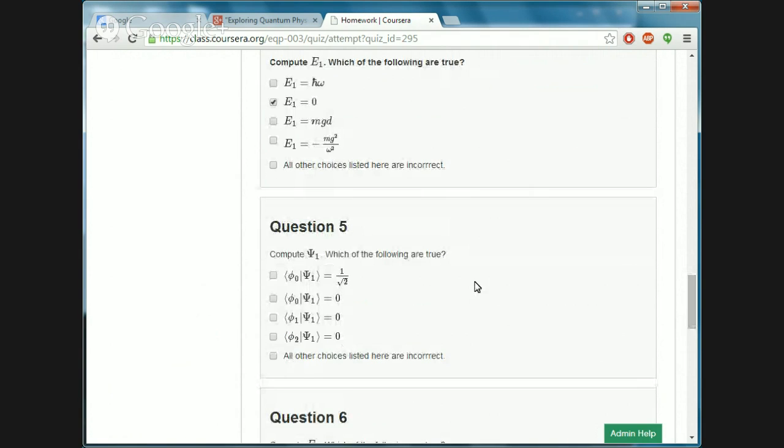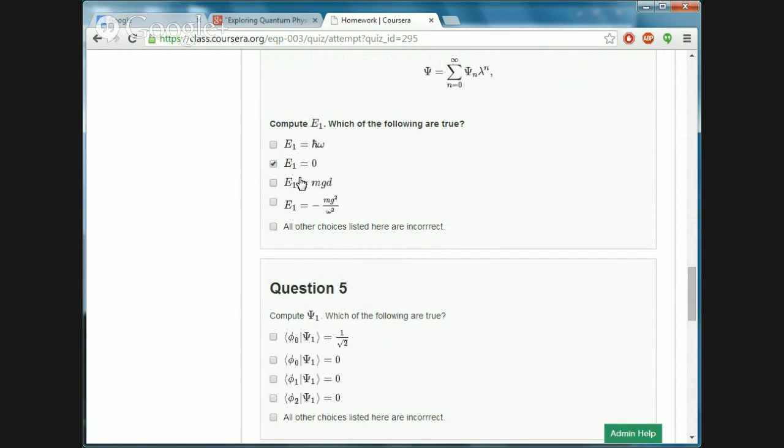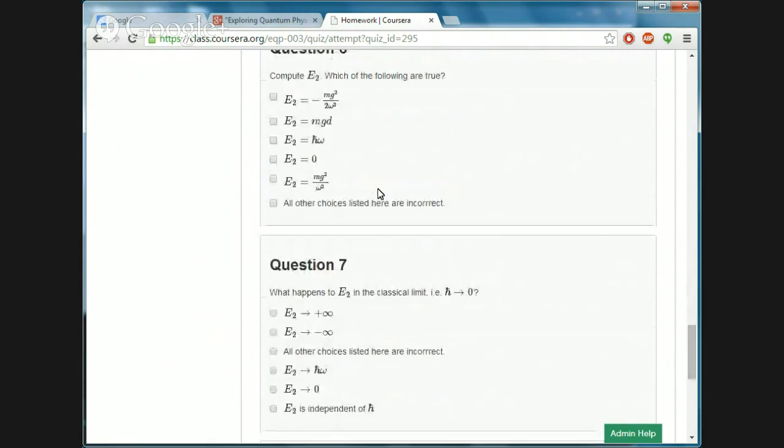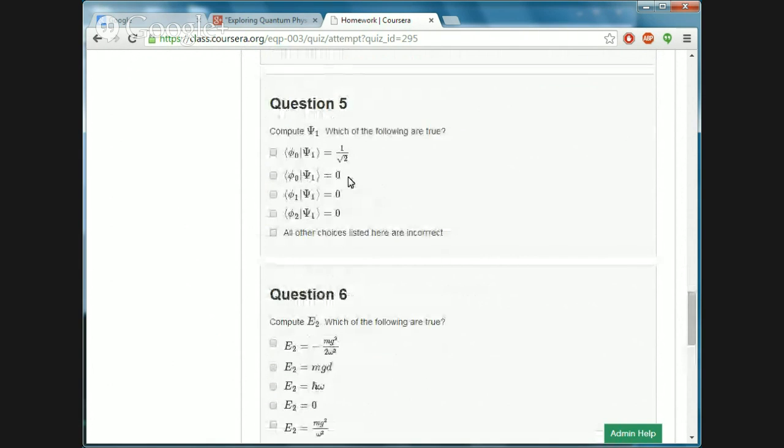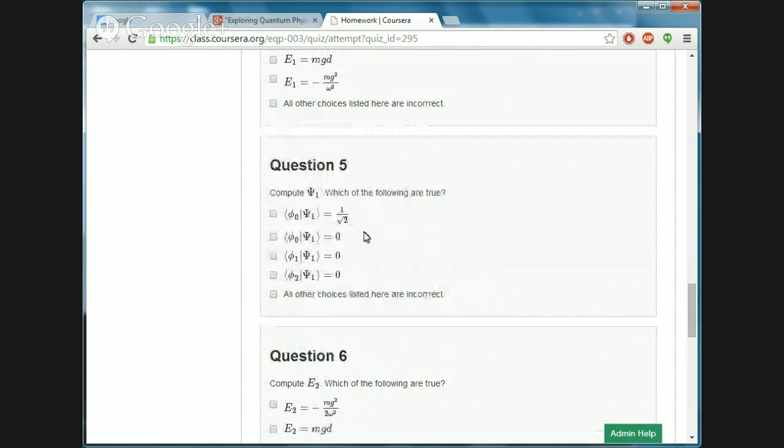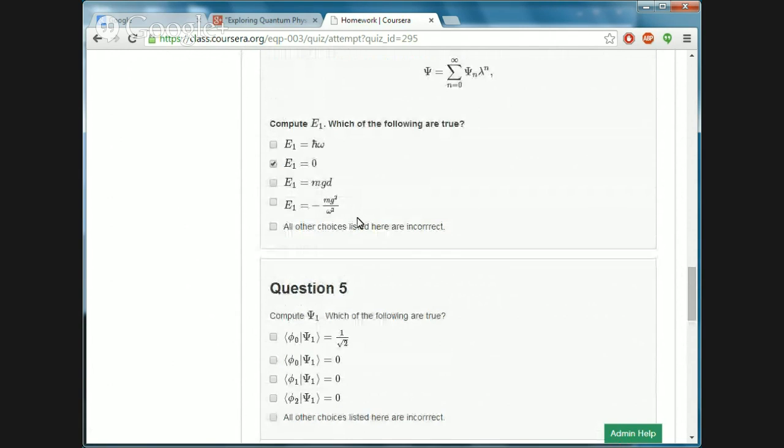So is the other question not controlled? Pardon me? Is the other question not controlled? Are all the questions not controlled? Well, no, not all of them. Some are numerical answers, but most of them are, because it's graded by machine. So, which of the following are true?